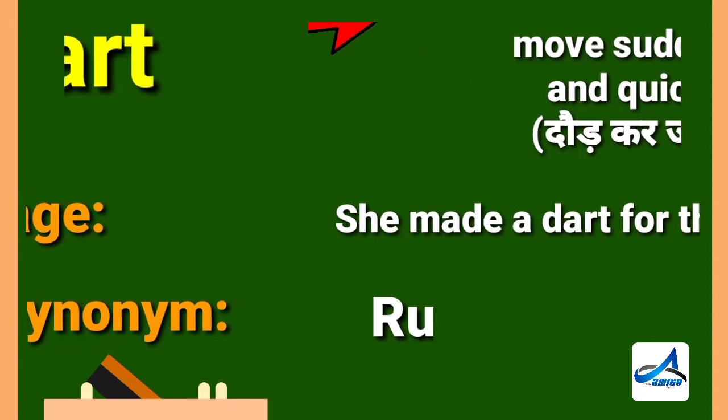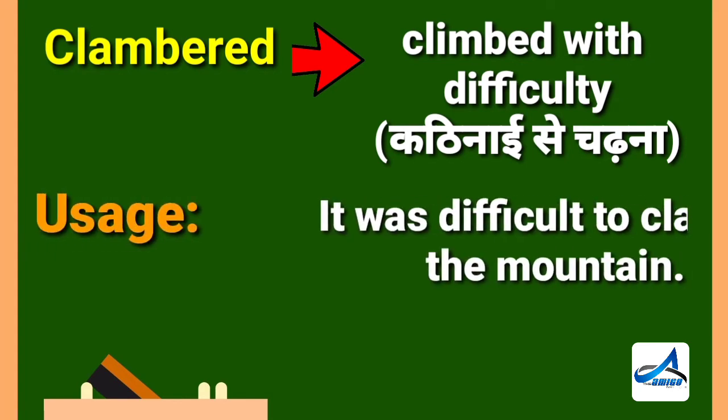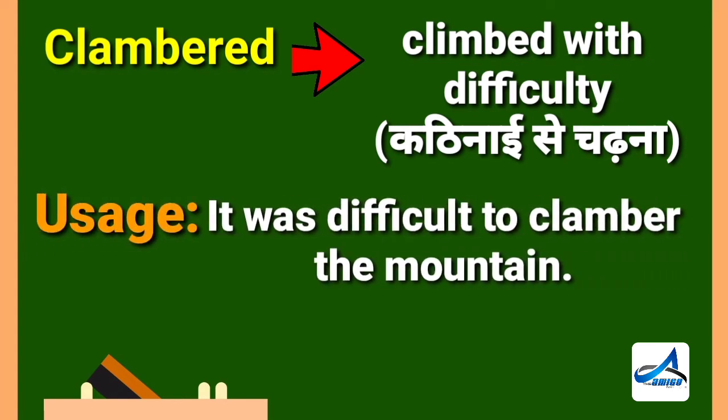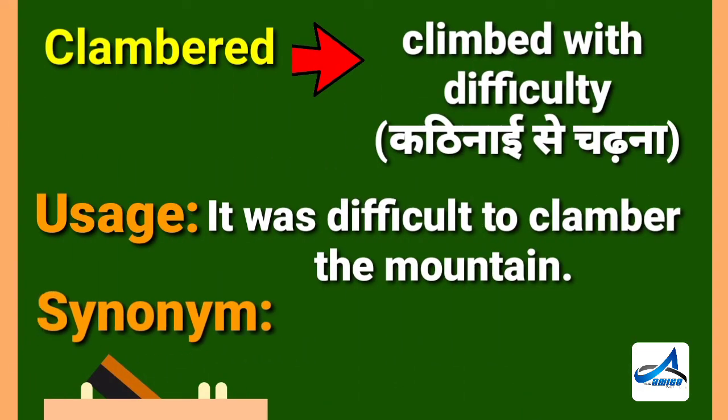The next word over here is clambered. Friends, clambered means climbed with difficulty. Its Hindi meaning is कठिनाई से चढ़ना. Now look at its sentence. It was difficult to clamber the mountain. Its synonym is mount.